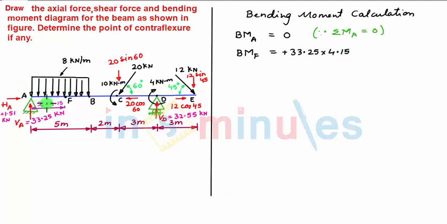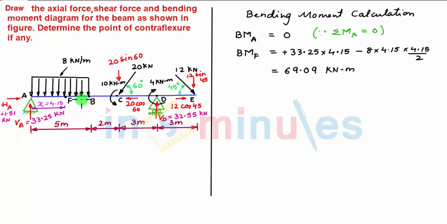Also there will be an anti-clockwise moment caused due to this downward UDL of intensity 8 kN per meter acting for a span of 4.15 meter, and it will be acting at a distance of half this span, that means 2.07 meter. So we have minus 8 into 4.15 multiplied by 4.15 by 2, since this UDL will be acting at the center of this span, which is x equal to 4.15 meter. So bending moment at F is equal to 69.09 kilonewton meter, and it is positive.